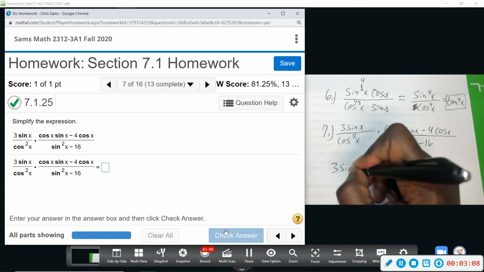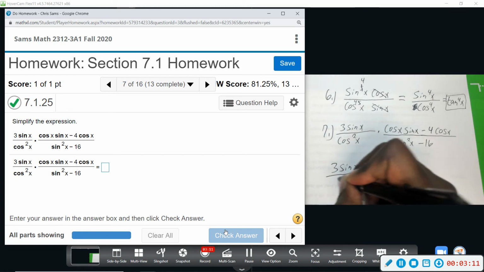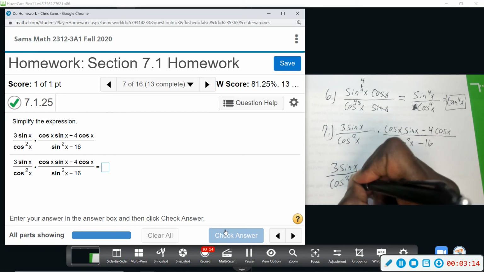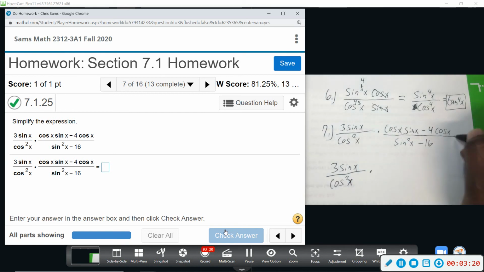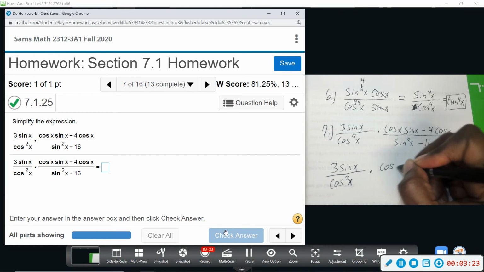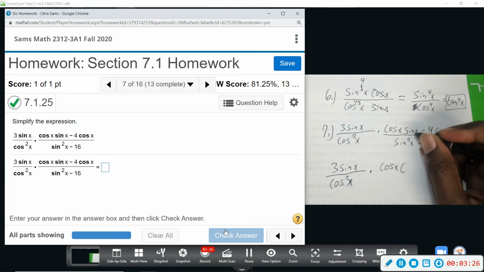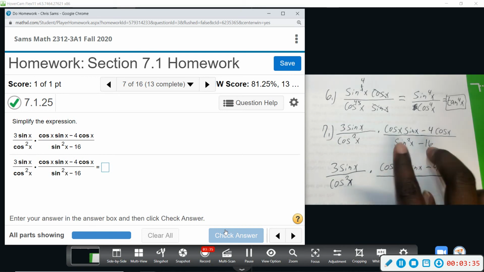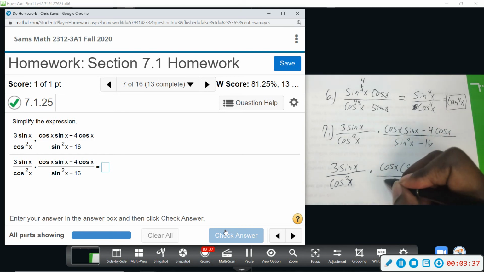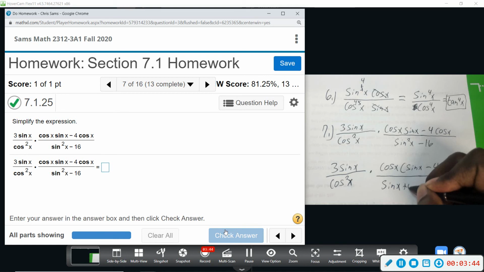3 sine x divided by cosine squared x. This is like cosine times cosine, 2 of them. And then here we're going to factor out a cosine, so cosine x, and then in parentheses we would have a sine x left minus 4, because we pull cosine from both. And then on the bottom, applying difference of squares to this term, we'll get sine x plus 4, and then sine x minus 4.